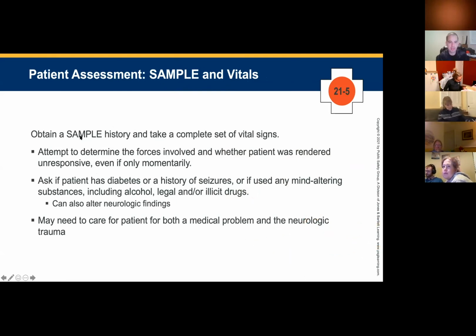All right. So we want to obtain a SAMPLE history and take a complete set of vital signs. When we talk about a SAMPLE history, what does SAMPLE mean? Signs and symptoms. Allergies. Medications. Pertinent past medical history. Last oral intake. And what was E? Events leading up to the incident.